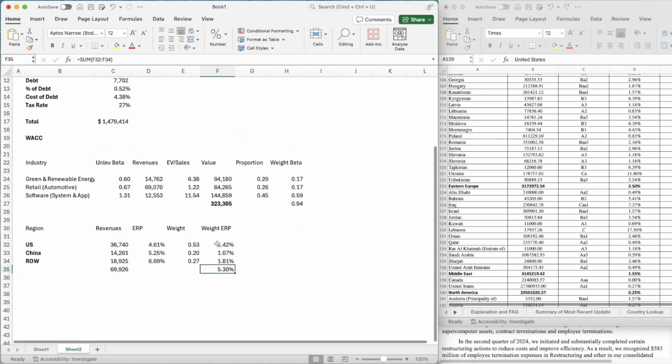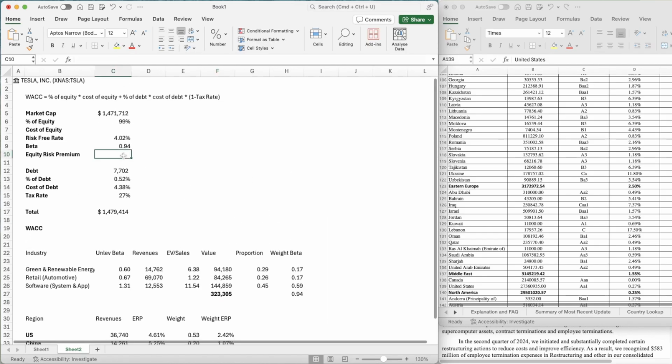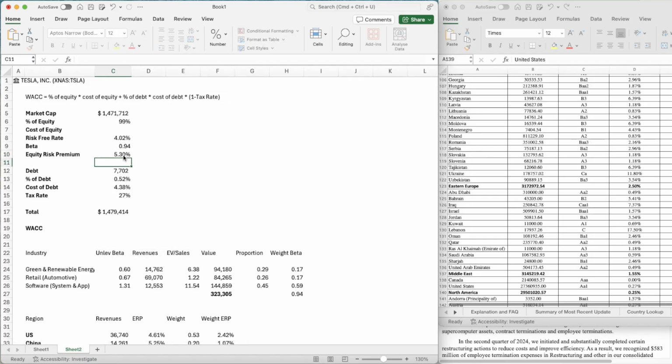It makes sense because the majority of revenues are coming from the US and China. So it's going to be a lower equity risk premium rather than if it was, say, generating its revenues from Latin America, Africa, where the ERPs are significantly higher. So yeah, now we can calculate our cost of equity.